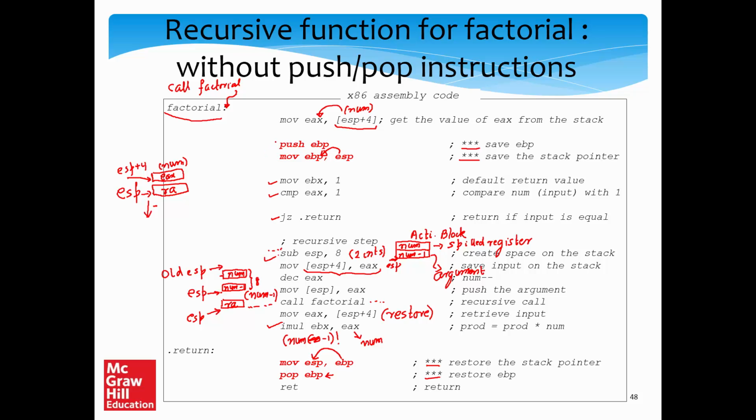So what are the extra instructions? The extra instructions are these two, right? These two over here. And the instructions to create the activation block and manage it, which is subtract 8 from ESP and move EAX to ESP plus 4, move EAX to ESP and restore the value of EAX, right? Couple of extra instructions are there.